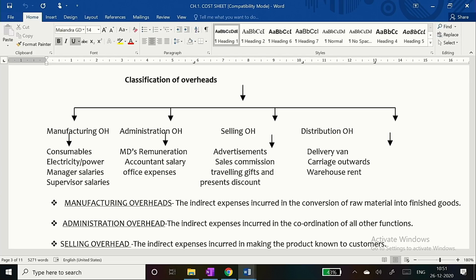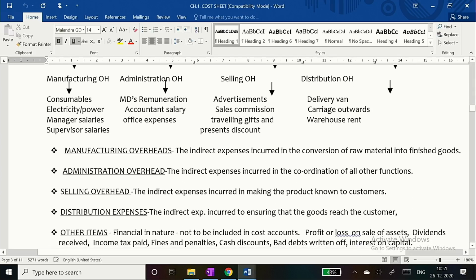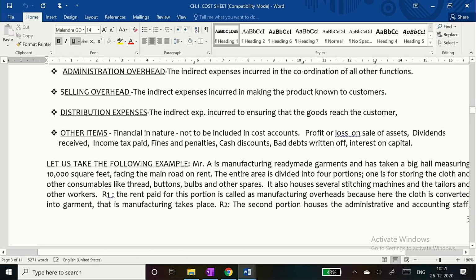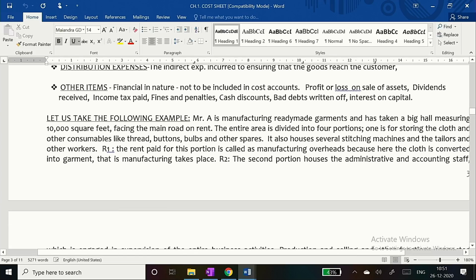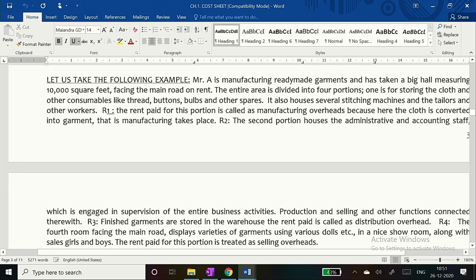The raw material can be converted into finished goods. And then we try to explain what manufacturing overheads are. Functional classification: administration overheads, selling and distribution overheads, etc. Now I am going to give you an example. You read the ready-made garments example, and you can see the same rent, depending on the function, you are going to classify it into these heads.